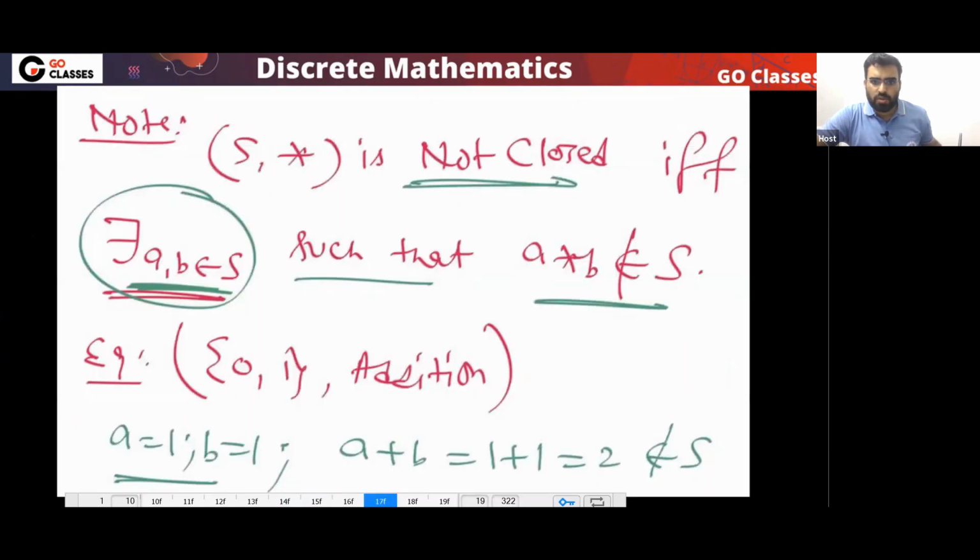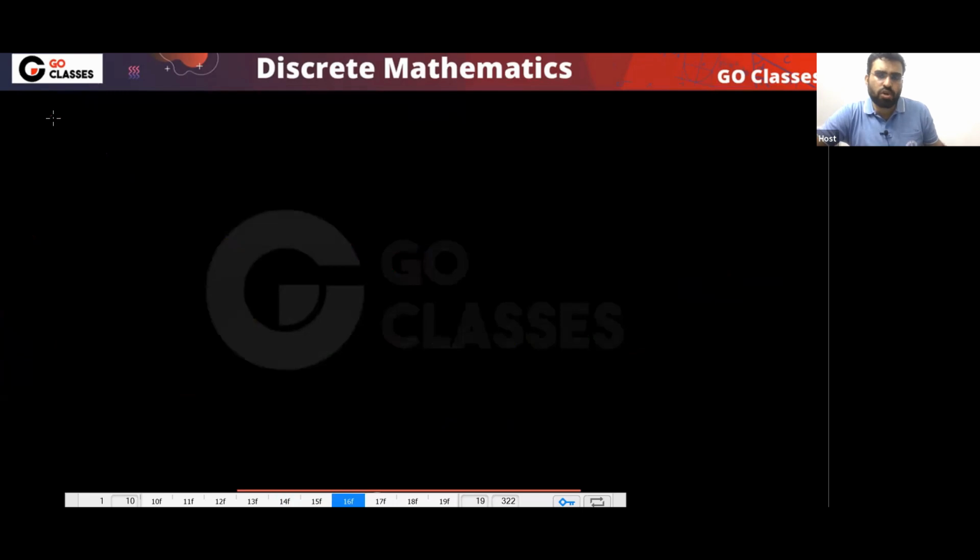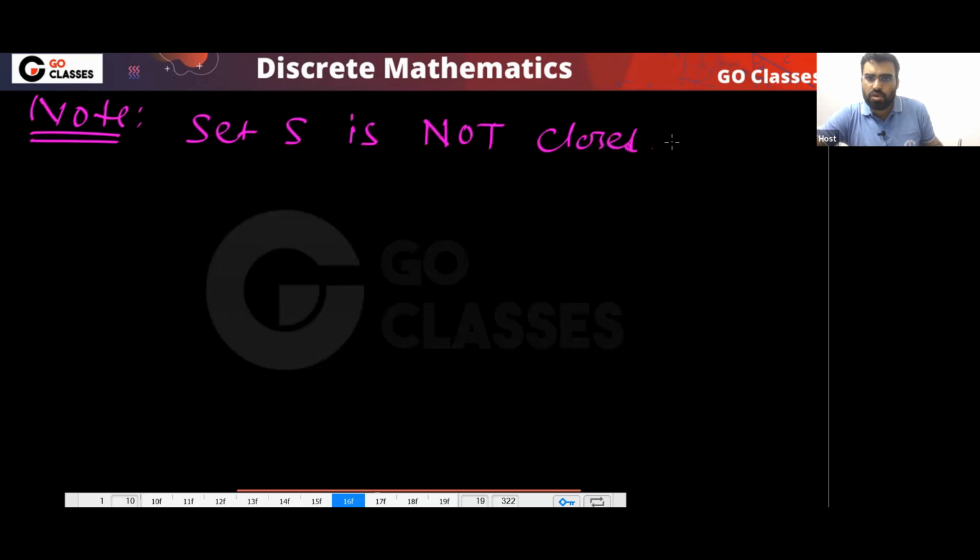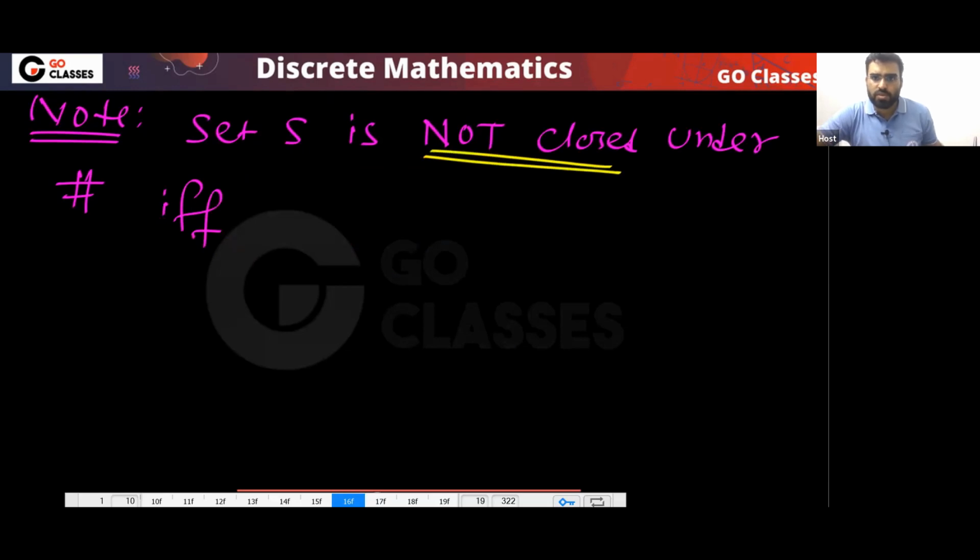Okay, so what is the definition of not closed? Can anyone tell me? If I say that you have a set S, and set S is not closed under hash, what does this mean? I'm asking for not closed, if and only if.